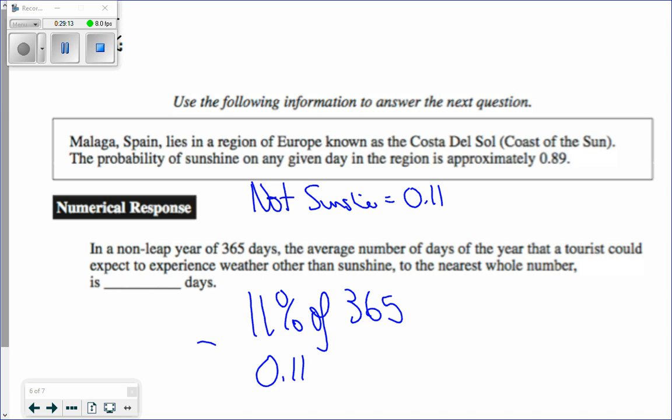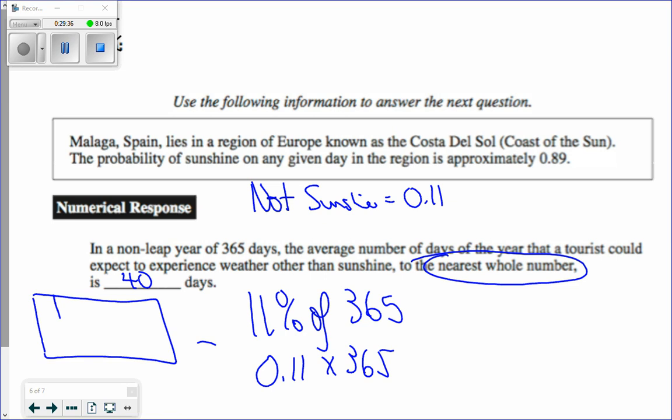Or in other words, on your calculator, 0.11 times 365. That's it. So you get 40.15. Now, to the nearest whole number, what's 40.15 to the nearest whole number? 40 days. So on your numeric response sheet, you would color in 40, just like that. Okay, so you'd start.